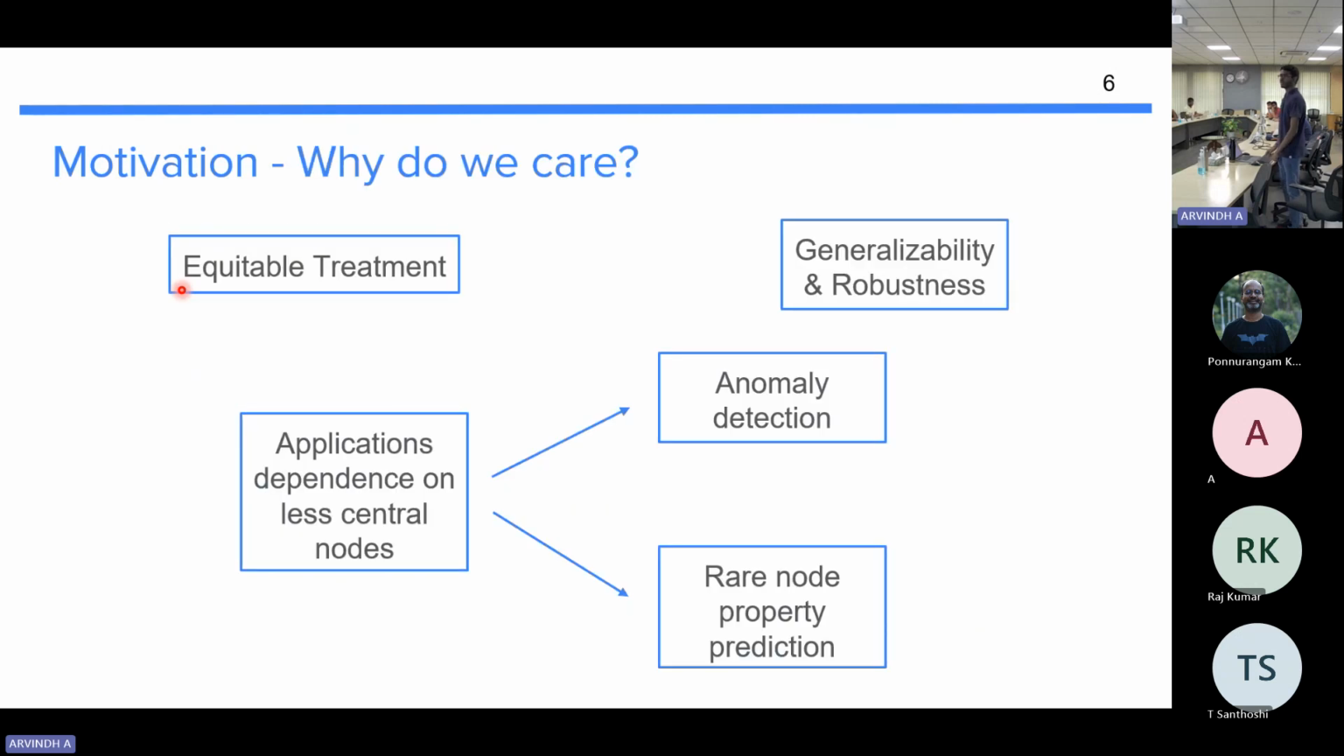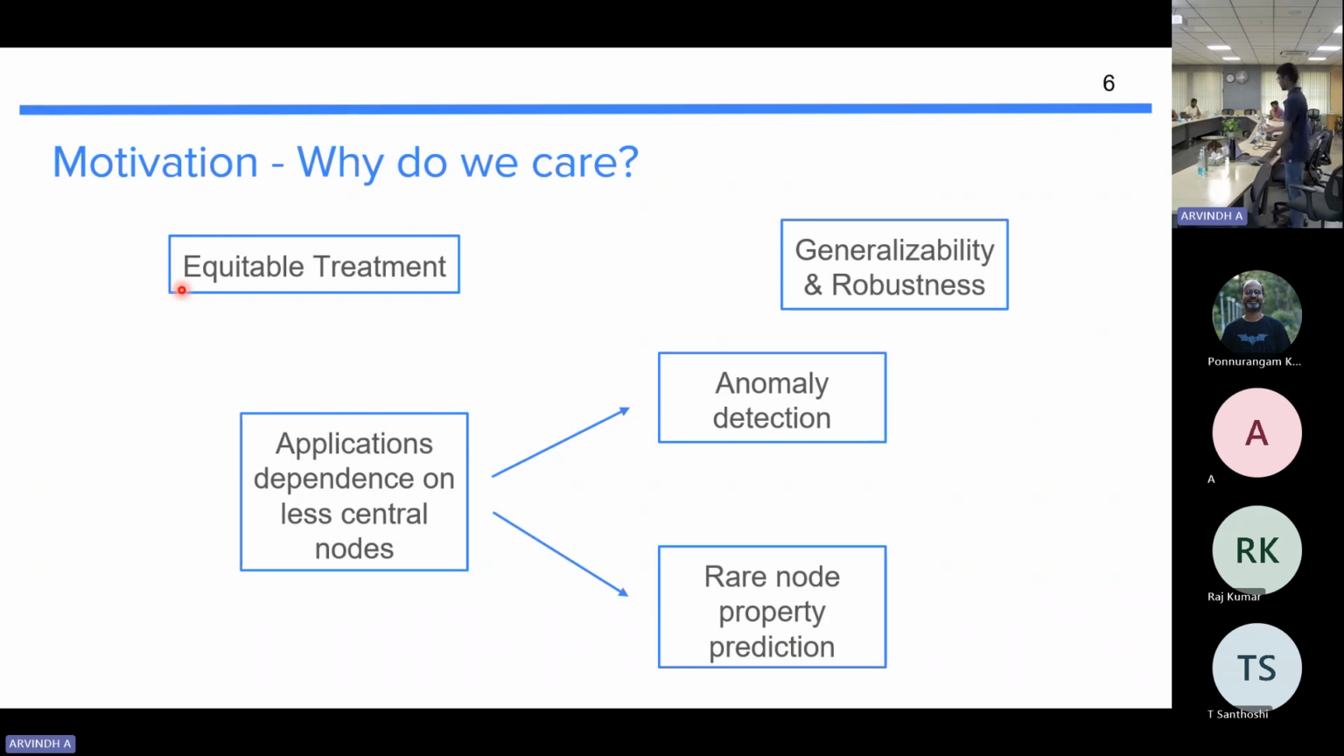I'll now move on to why we care about this form of fairness. The first reason is that in many real world applications, the nodes in the graph represent entities that deserve equitable treatment, like users in a social network or items in a recommendation system. So from a pure fairness perspective, ensuring that the performance of GNNs is balanced between various degrees means that no group of entities would be preferred over another group of entities. There are also other reasons why one would want balanced performance across node degrees.